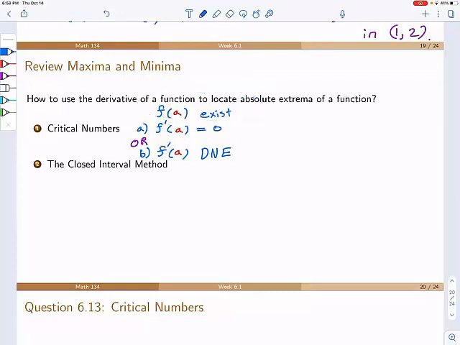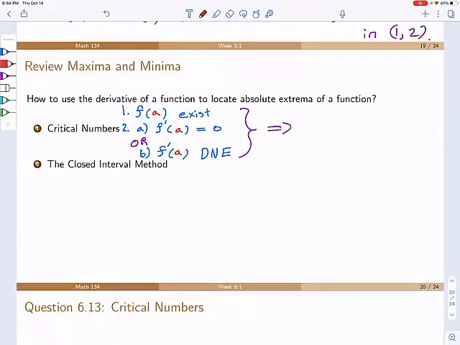So maybe we could write that as point number 1, if I just sketch this definition. And then point number 2 really comes in two parts. It's an either-or situation: either the derivative is 0 or it doesn't exist. So if you put all of those things together, this is the definition of what we call a critical number.